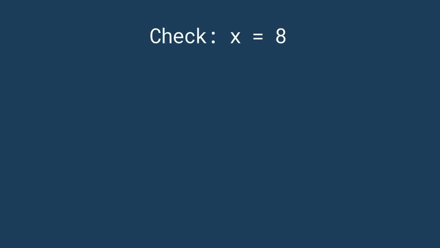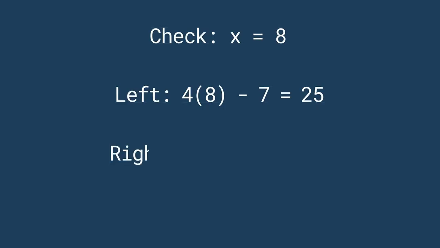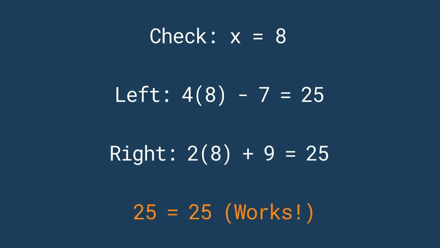Check the solution. Left side, 4 times 8 minus 7 equals 25. Right side, 2 times 8 plus 9 equals 25. Since both sides are equal, the answer works.